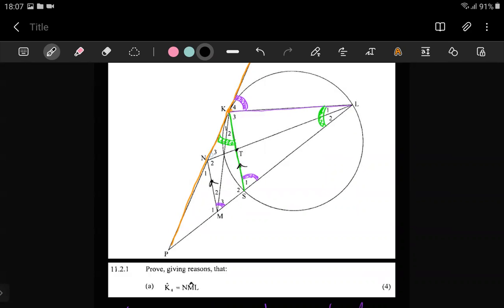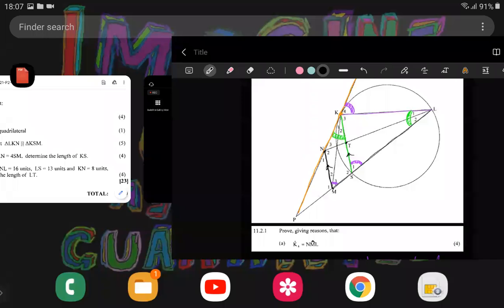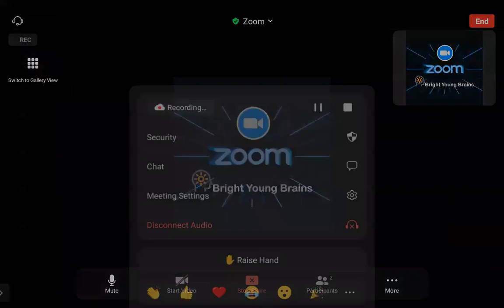No, that's the thing. When you say NML, you're already cutting off one side of your angle, because you have to look at the way it's labeled. This is N going to M, and then from M going to L. It automatically tells you that you're talking about this part only. Yeah, that is correct, madam. That is correct. So let's see.